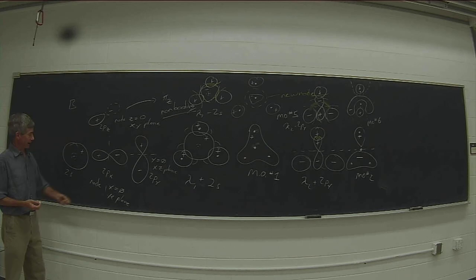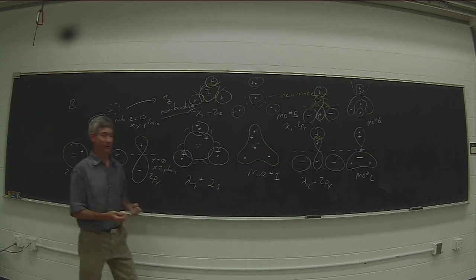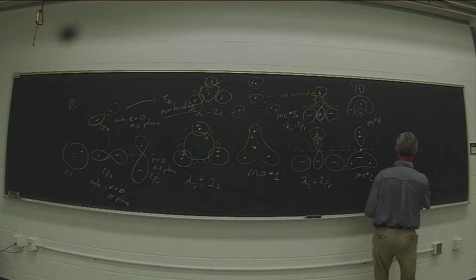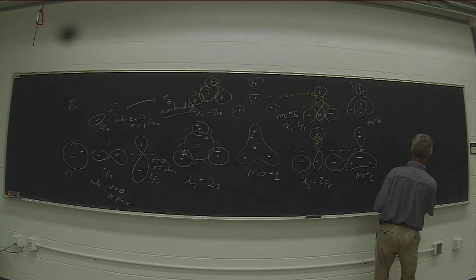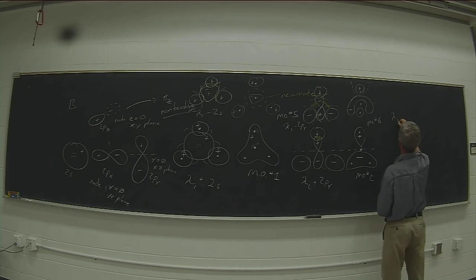Finally, we need to look at 2px overlapping with lambda 3. So we'll have lambda 3 plus 2px, and we'll have lambda 3 minus 2px.